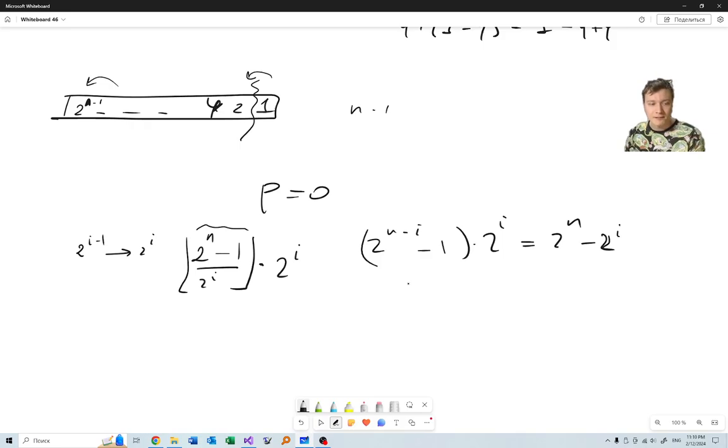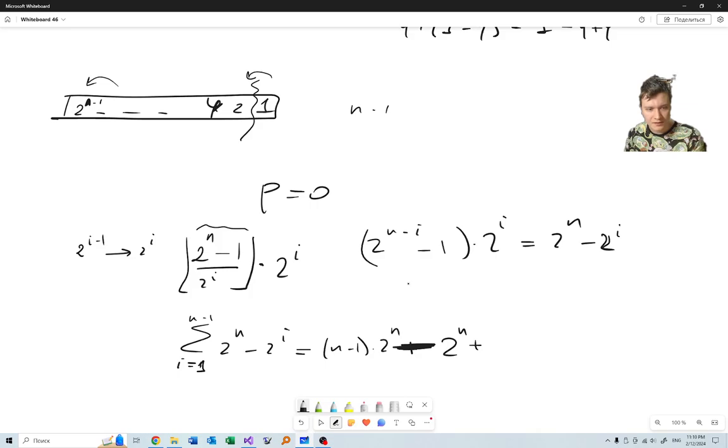Now I need to sum it up. So sum from I equals 1 to n minus 1, 2 to the power n minus 2 to the power I. It is simply n minus 1 times 2 to the power n minus 2 to the power n plus 2. So this is n minus 2 times 2 to the power n plus 2. Okay. Maybe okay. Maybe not.